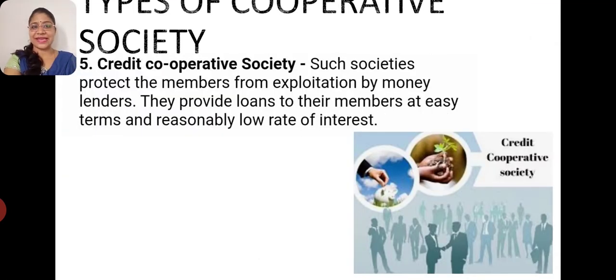Next comes credit cooperative society. Such societies protect the members from exploitation by money lenders. So if any person needs money and money lenders charge a higher rate of interest, here the credit cooperative society is there, from where you can get a loan at a reasonable or low rate of interest. So this society will help you when you need money.